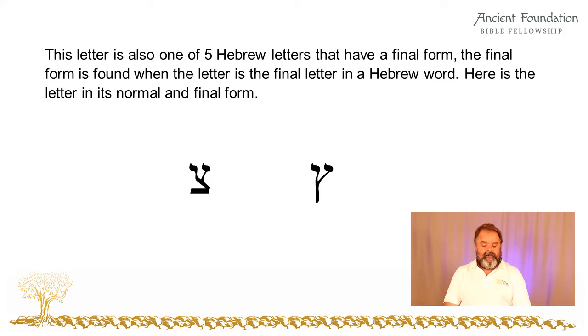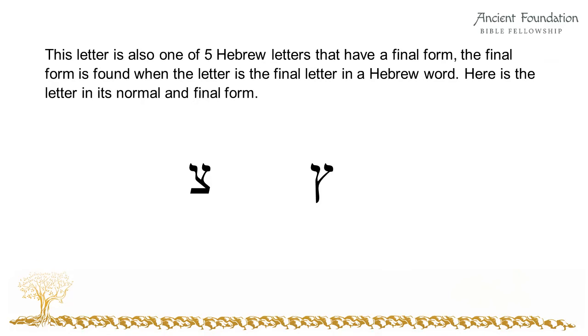This letter is also one of 5 Hebrew letters that have a final form. The final form is found when the letter is the final letter in a Hebrew word. Here is the letter in its normal and final form. So on the left here we have the normal form of the letter Tzadi, and on the right this is its final form, and this will be found when it's the last letter of a Hebrew word.